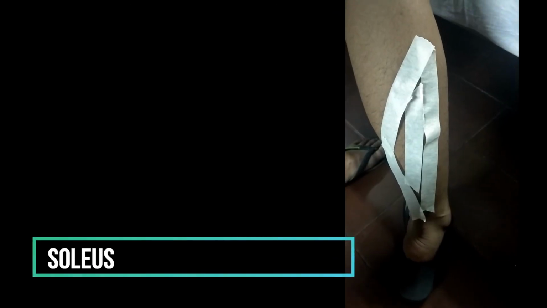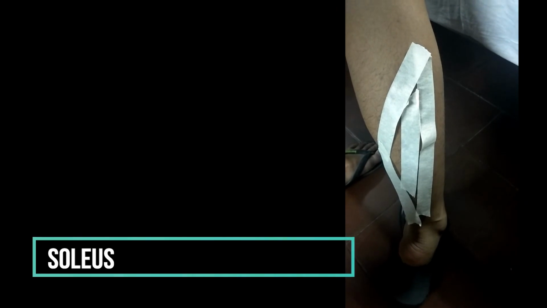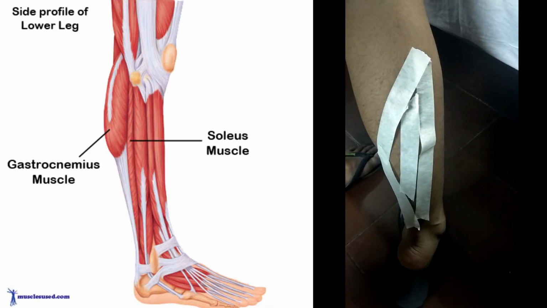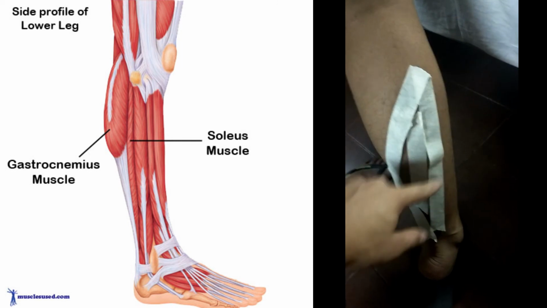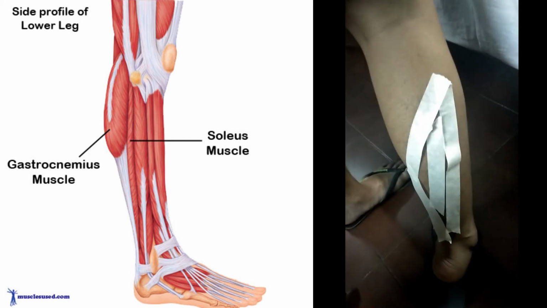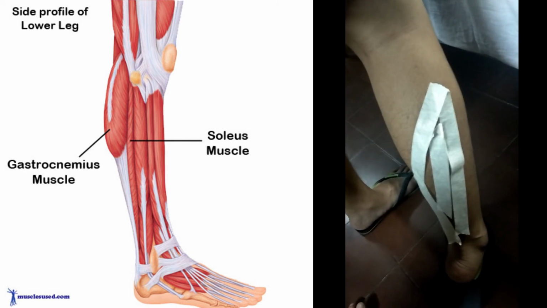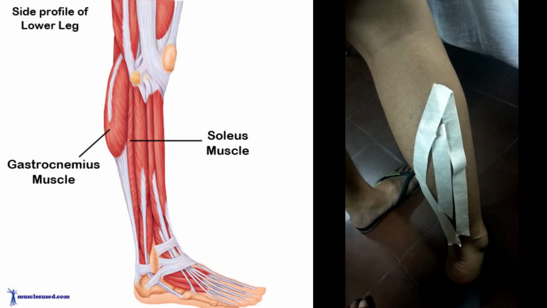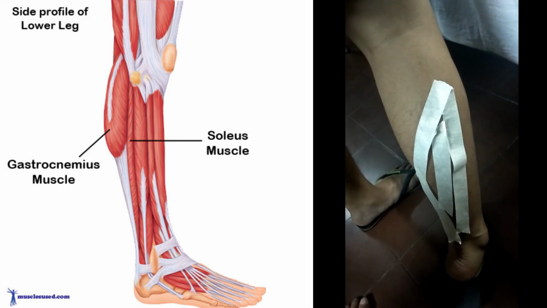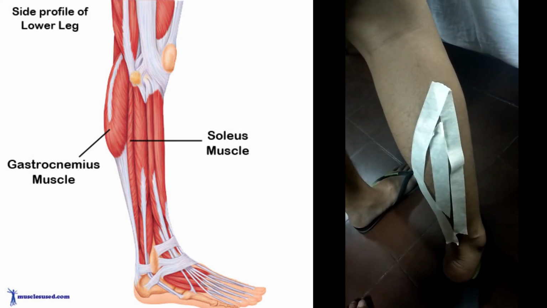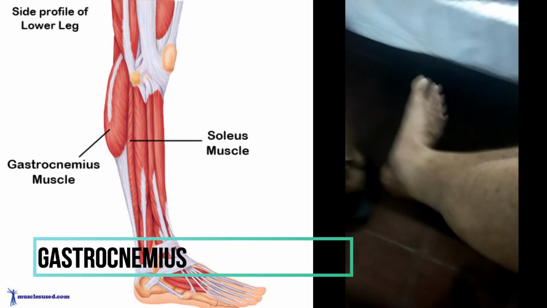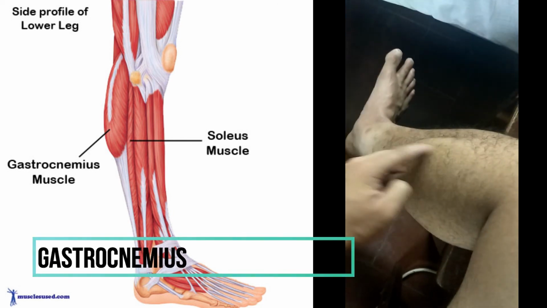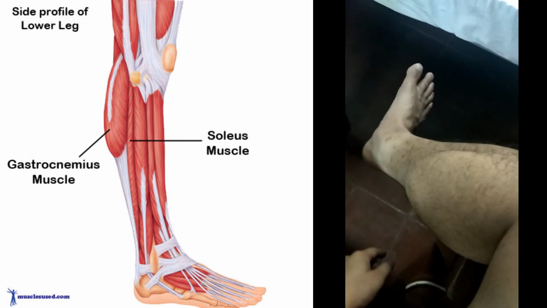Soleus. Origin: fibula, medial border of tibia. Insertion: tendocalcaneus. So this whole thing is the soleus. And gastrocnemius. Origin: superior to articular surface of lateral condyle of femur and medial condyle of femur. Insertion: tendocalcaneus, Achilles tendon into mid-superior calcaneus. So this whole thing is the gastrocnemius.